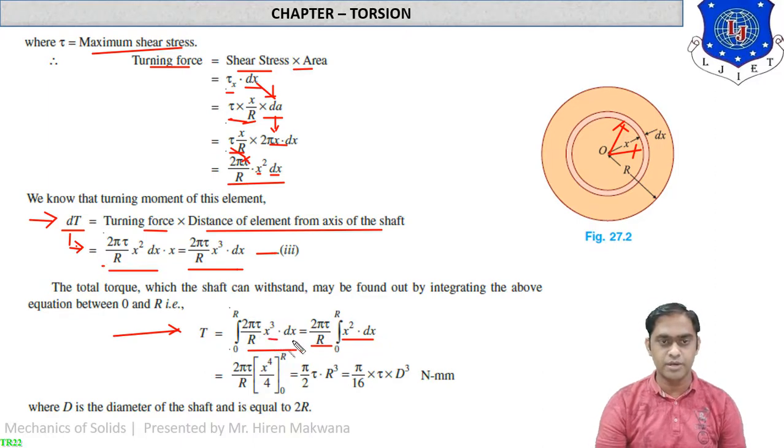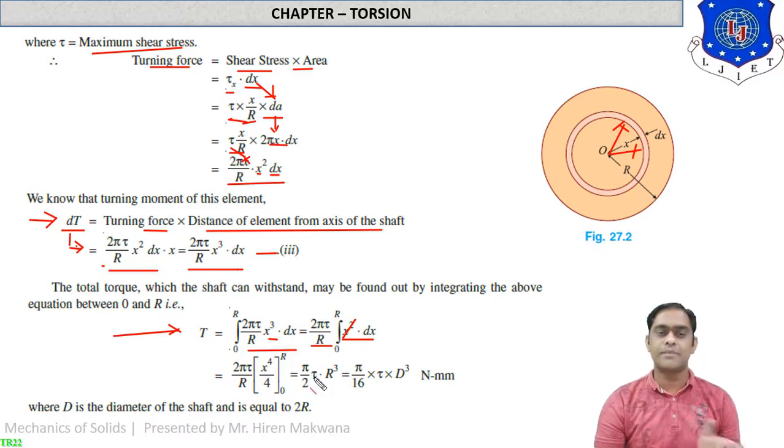Here it is x cube. Remember, here it is also x cube. Okay, so integration of x cube will be x raised to 4 by 4. Remaining terms as it is, 0 to r is the upper limit, lower limit. Just replace the limits, you will get your answer.